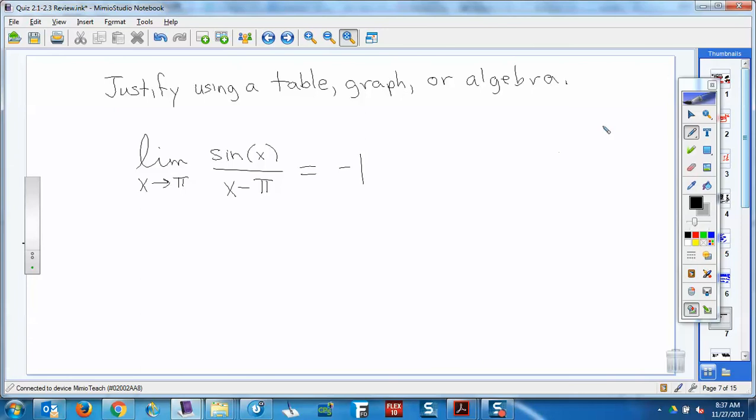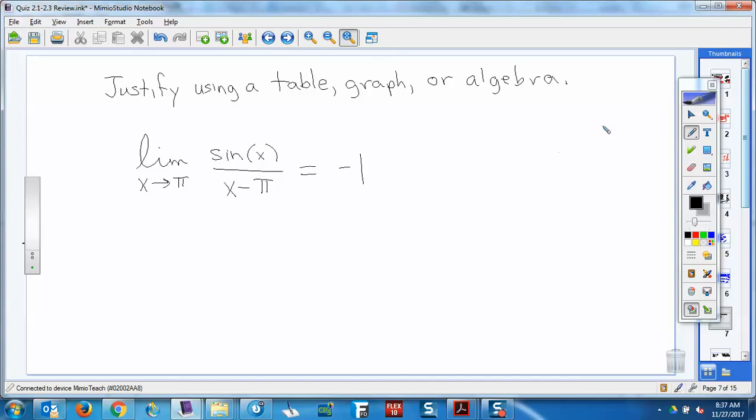So let's say I said to you, a lot of times in the directions I just say this: justify this limit. For example, I've already given you the answer, right? Sometimes I don't do that on these problems. I give you the answer, but I want to see your work of why it is. I just say table, graph, or algebra.